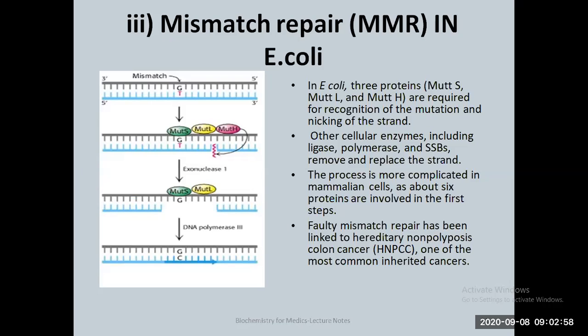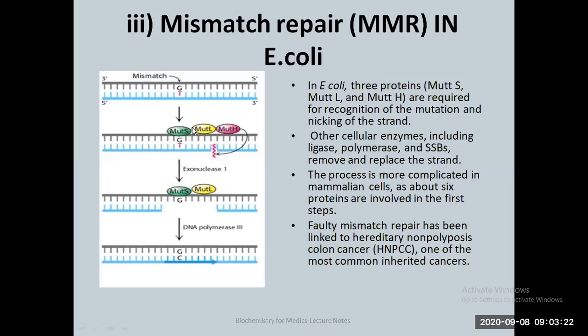This is one more mismatch repair example, in E. coli. In E. coli, there are a lot of enzymes present. Here is the strand. You see here the G is paired with T, which is opposite to Chargaff's rule, because G always pairs with C, right?